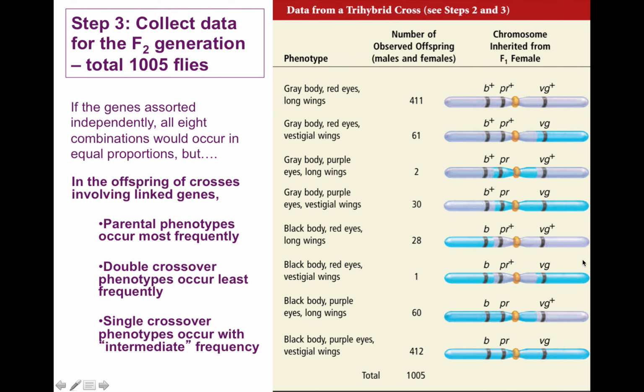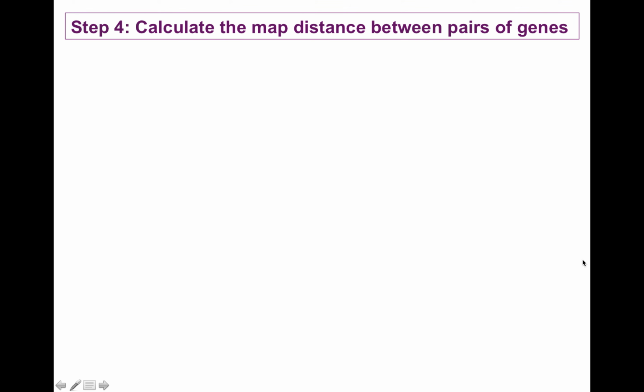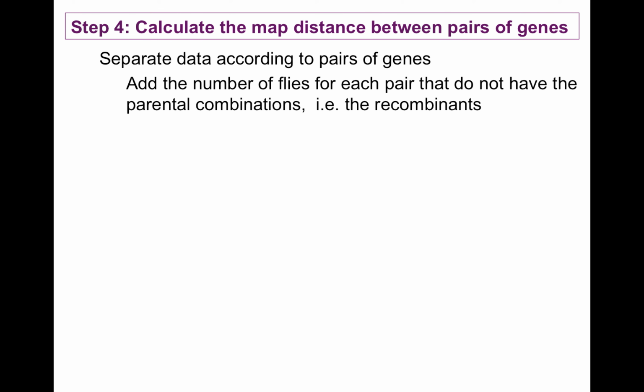Okay, so let's put some of these numbers to work. We're going to calculate the distance between pairs of genes. We separate the data according to pairs of genes and add the number of flies for each pair that do not have the parental combination, i.e. the recombinants. We're going to add the number of recombinant flies together.